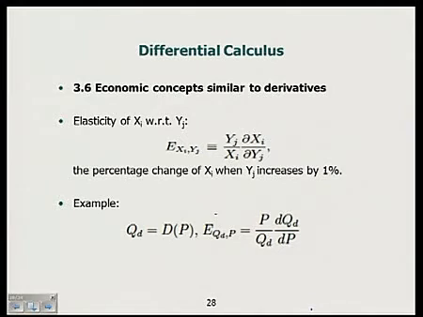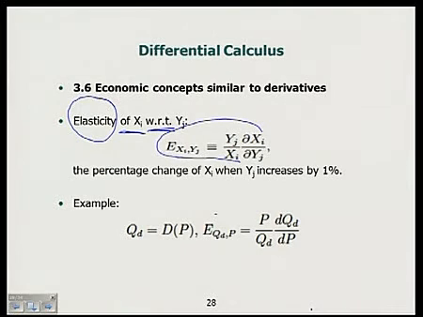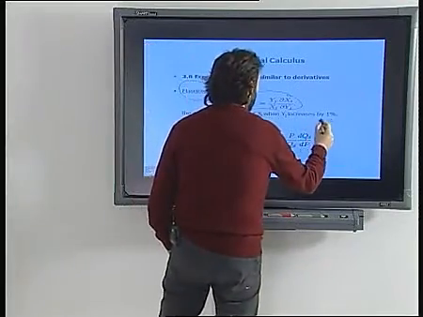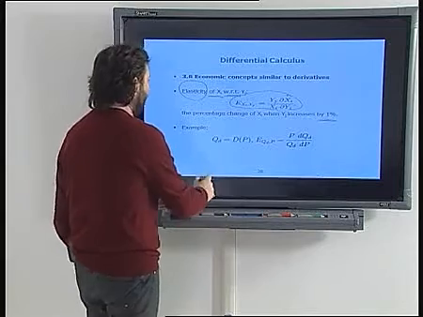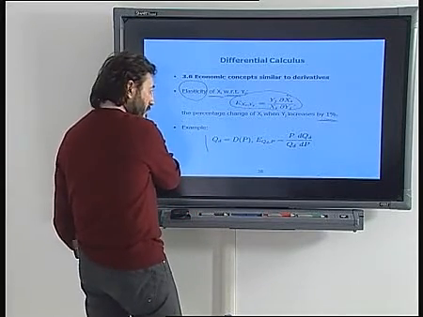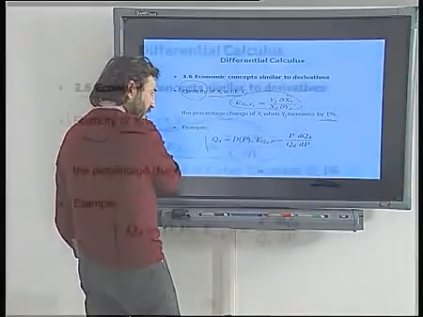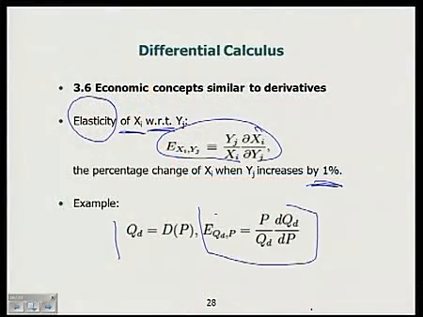The economic concept, similar to derivatives: we can always define the elasticity of xi with respect to yj. This is the definition of elasticity. This is yj over xi times the derivative of xi with respect to yj. It is the percentage change of xi when yj increases by 1%. And a very simple example is QD, the demand function, with respect to P. This is the elasticity. Very easy to check.